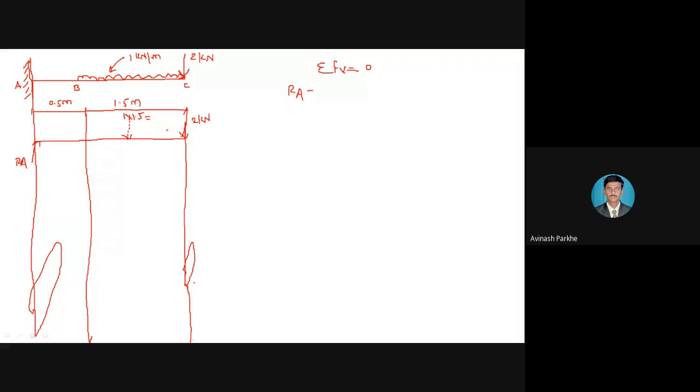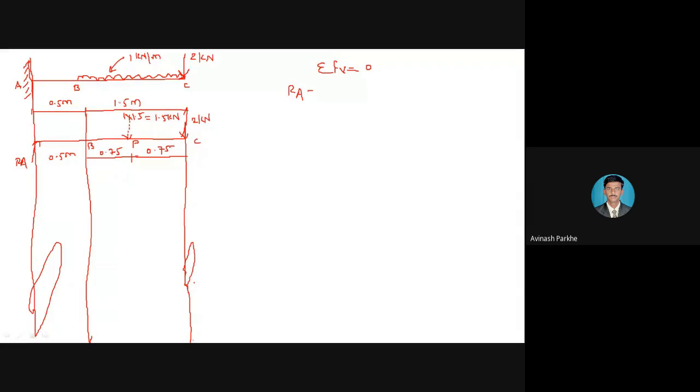And this distance is given 0.5 meter, and this total distance is 1.5. This is point B, this is point C, and the center point we can consider as a capital P. So what is the magnitude of UDL when it is converted into the point load? 1 into 1.5, you will get 1.5 kilonewton. And the distance between point B and P is 0.75, and this is 0.75 meter. It will be applied at the center.